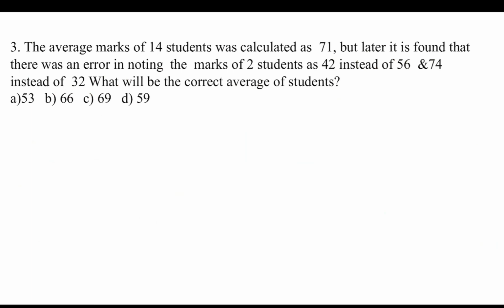The average marks of 14 students was calculated as 71, but later it was found that there was an error in noting the marks of 2 students: 42 instead of 56, and 74 instead of 32. What will be the correct average of the students?